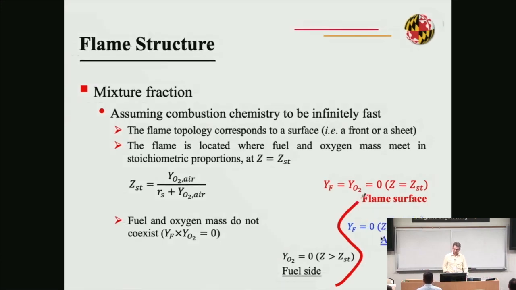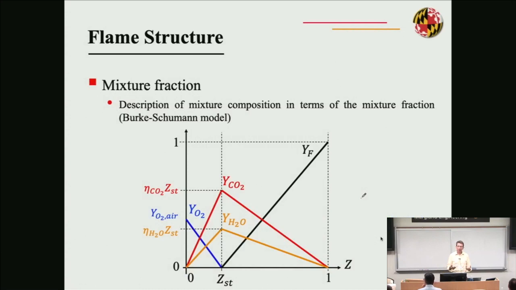So that's the Burke-Schumann model. The Burke-Schumann model is really the fundamental building block to understand the structure of laminar diffusion flames or turbulent diffusion flames. It has some simplifications, but this is still the starting point of insights and analysis and also models. So in this model, you can describe the entire mixture composition as a function of mixture fraction.